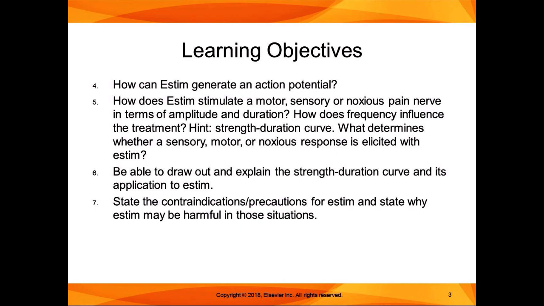The sensory nerves are those A beta nerves. Motor nerves are going to a muscle. And the noxious response nerves are the A delta and the C fibers, the pain nerves. So we can adjust the parameters, the amplitude and duration, to determine which nerves we're going to target. I want you to be able to draw out and explain that strength duration curve and its application to E-stim. And in lab, we will be using electrical stim units to create our own strength duration curve.